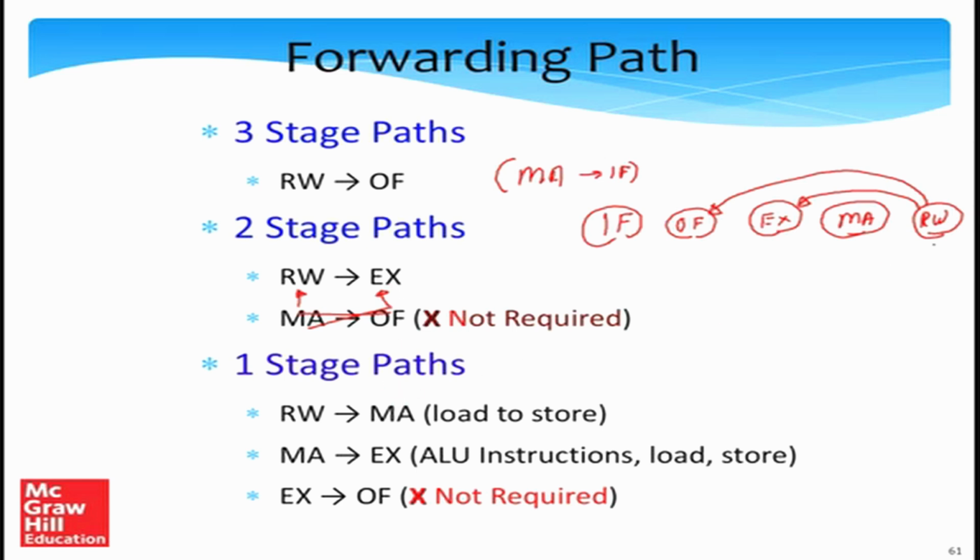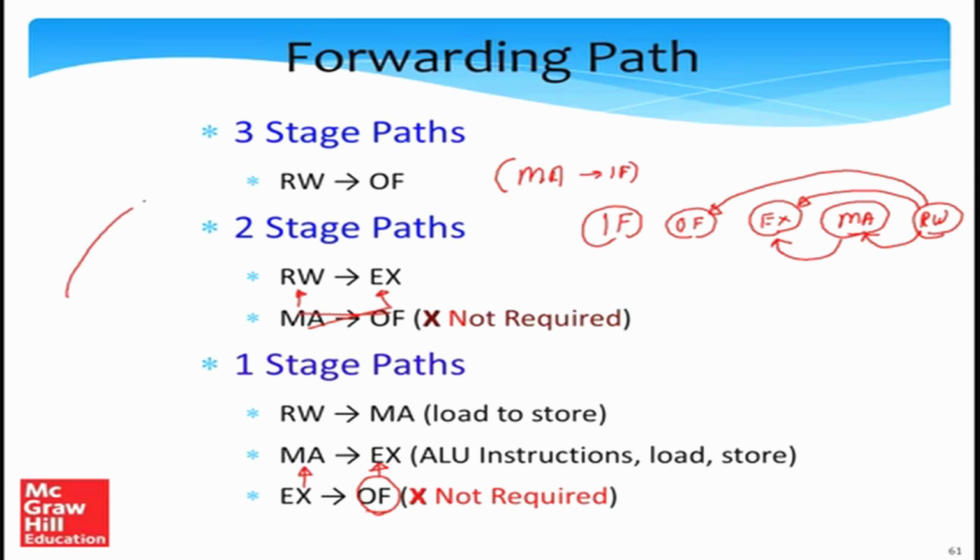Similarly, we can have a one cycle, one stage path which is RW to MA. We will see an example of this. We can have MA to EX. We have already seen an example of this. EX to OF is again not required because in the OF stage you don't need any values. You can allow both the instructions to progress by one stage and use the MA to EX forwarding path instead.